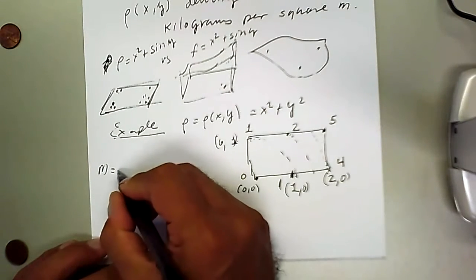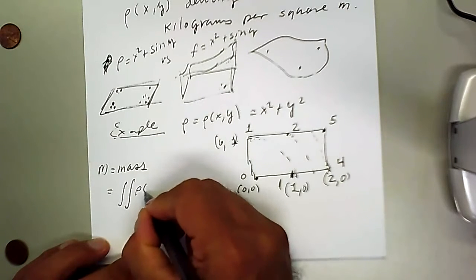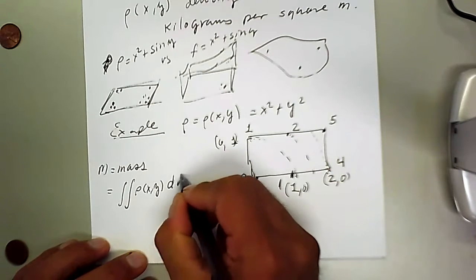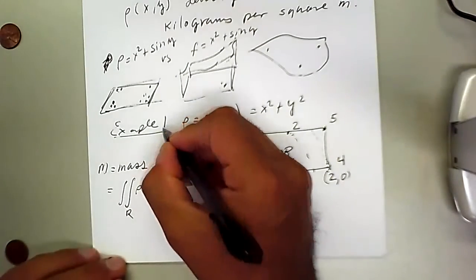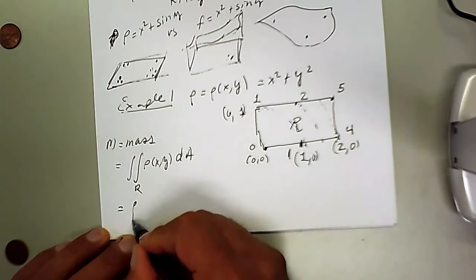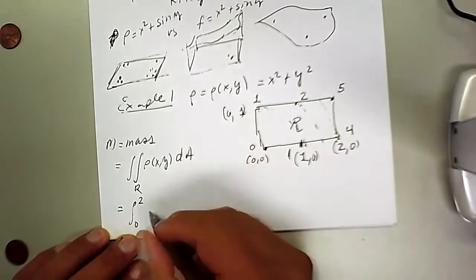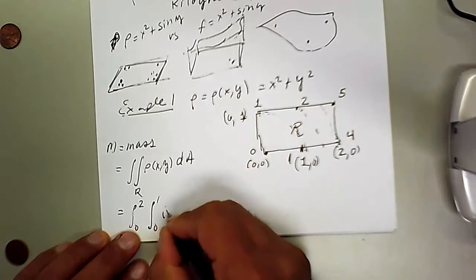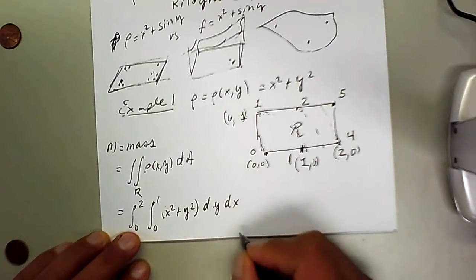Mass is going to be denoted with m. And mass is going to be the double integral of the density with respect to the area over the region. And the region is, of course, this. So the mass is equal to the integral from 0 to 2 on the x's, from 0 to 1 on the y's, of the density, which is x squared plus y squared, dy dx.